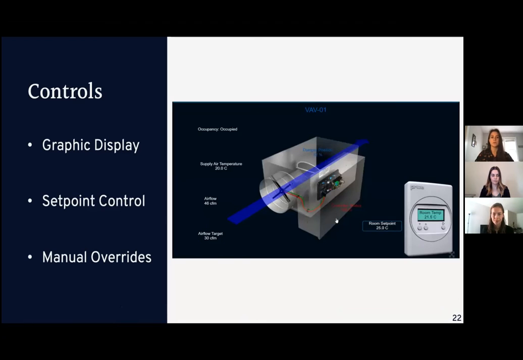Through this control system, students can set temperature set points in the miniature rooms, as well as airflow targets for the variable air volume boxes. This system also allows students to see a graphical representation of the operation of the equipment.